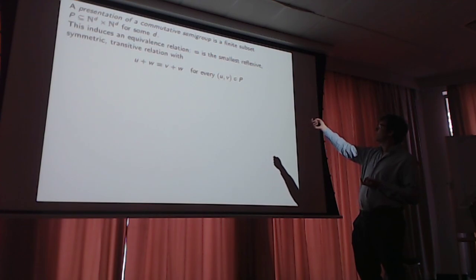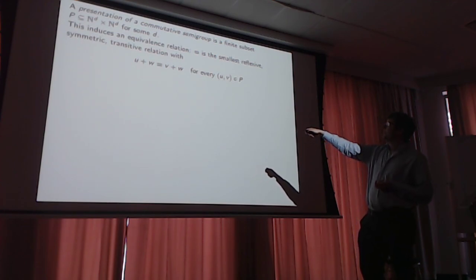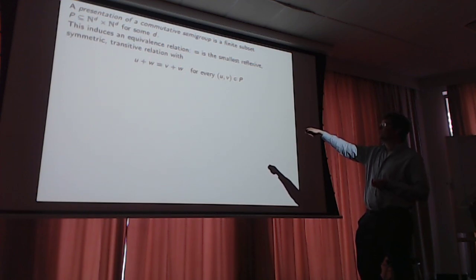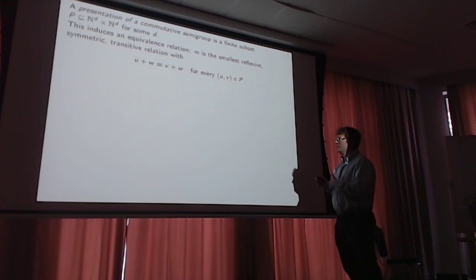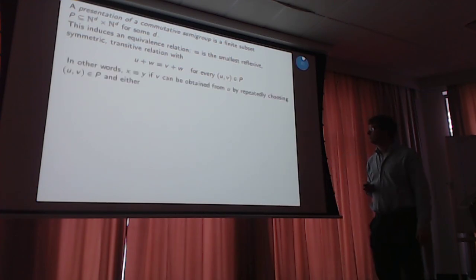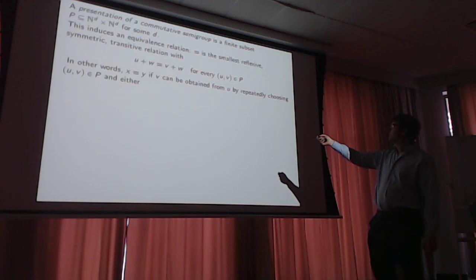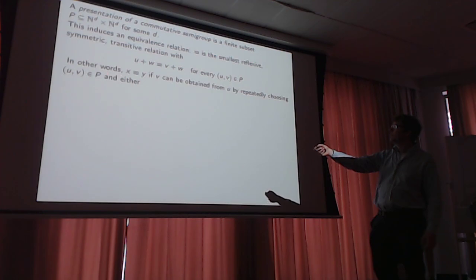So it means it's the smallest reflexive, symmetric, transitive relation, so that whenever you have a pair, you can also apply it in larger vectors. You can always replace u by v. You could also see this as a bidirected Petri net. So in other words, you are in this relation if you can obtain u from x by repeatedly choosing these pairs.